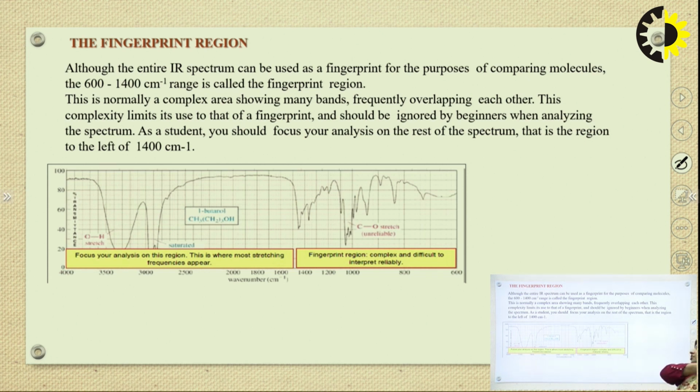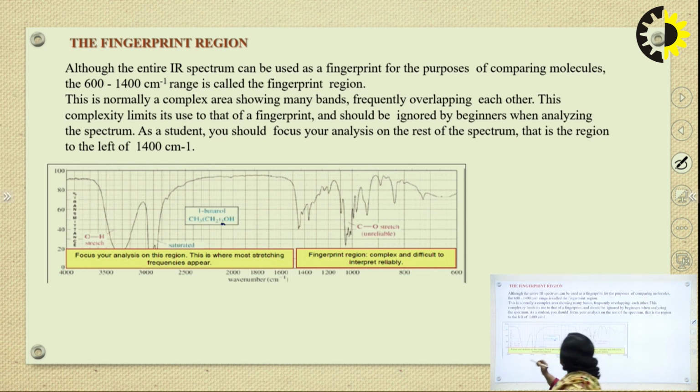The fingerprint region is why IR spectroscopy is referred to as the fingerprint of the molecule. Why is it known as the fingerprint of the molecule? Because no two persons have the same fingerprint. Similarly, no two molecules will show the same IR spectra, meaning no overlapping IR spectra. So why is this known as the fingerprint region? We are talking about ethanol. Here is one derivative of the alcohol, that is butanol.